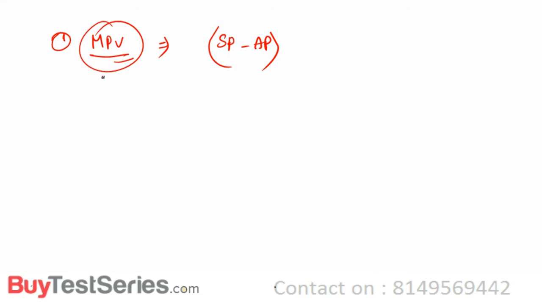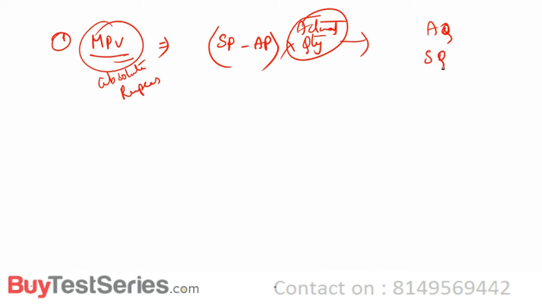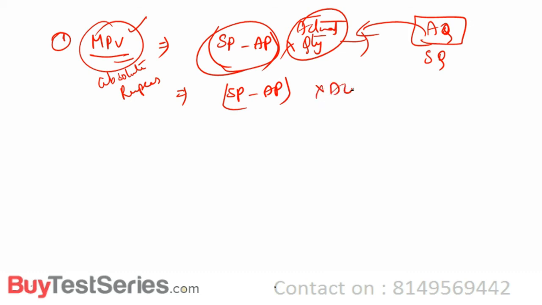But we want this number in absolute rupees, right? Therefore, you need to multiply price with quantity. What quantity? It is actual quantity. Now the question is, there are two types of quantity. One is actual output or actual quantity. The other one is standard quantity. I told you that when I'm talking about price variance, price will be changing and quantity will be constant. So what quantity will be constant? Actual quantity will be constant. Are you able to get me? So the formula will be standard price minus actual price into actual quantity.